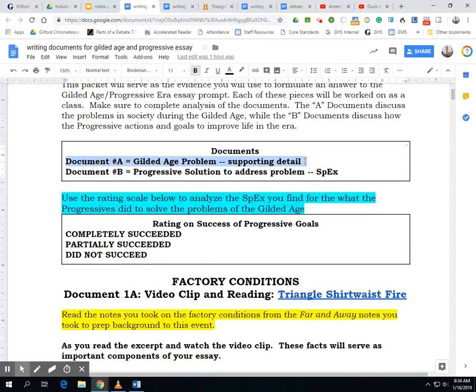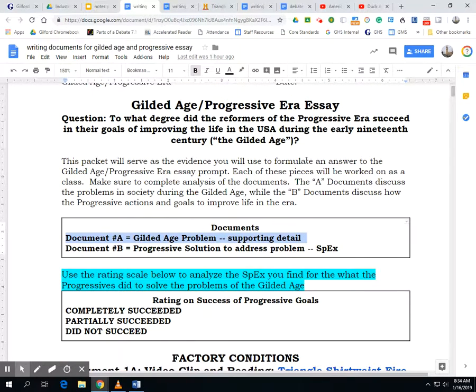And the idea of that is to give the reader an understanding of what the country was dealing with at this time. Now, this is a little different than your supporting details in the past because this supporting detail statement will be longer than just one sentence, because you're going to have to describe the problem and lead into what is the progressive solution to this particular problem. Because the question is asking you, did the progressive era succeed in their goals? But in order to understand what their goals are, you have to first introduce the problem. So that's all document A's will focus on.